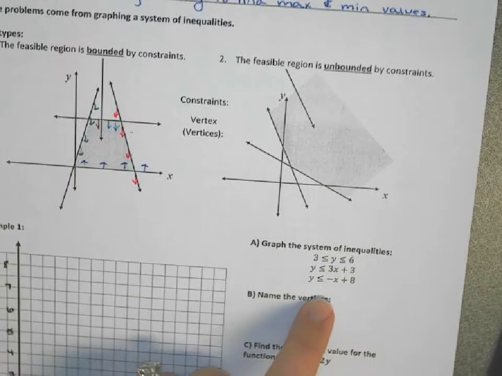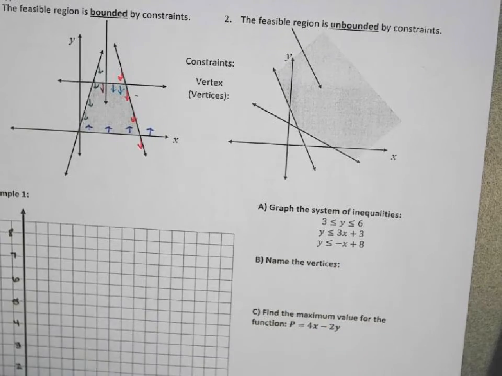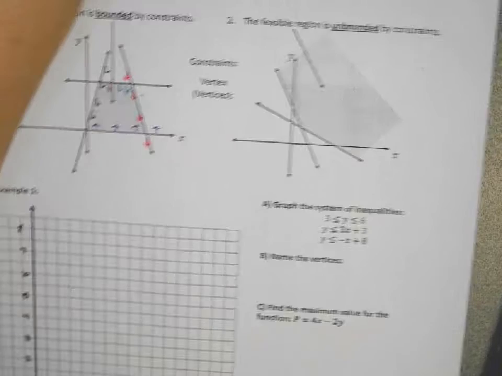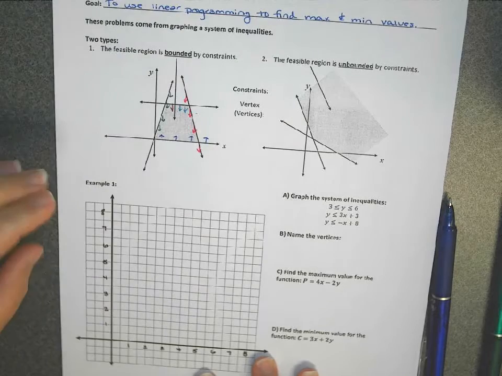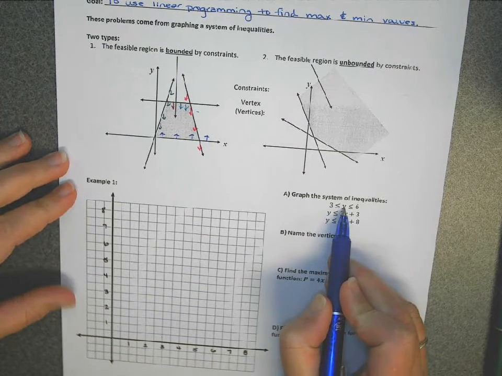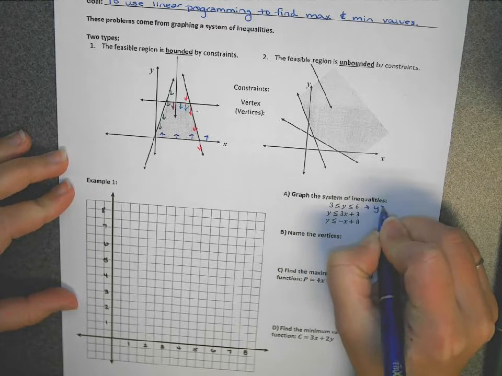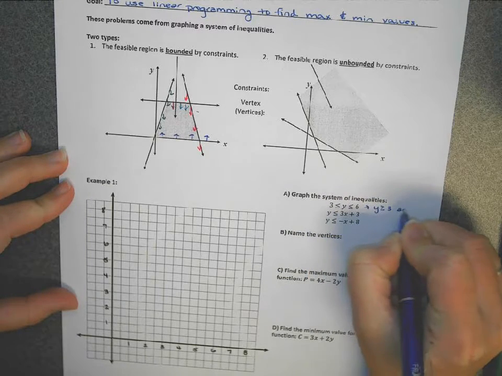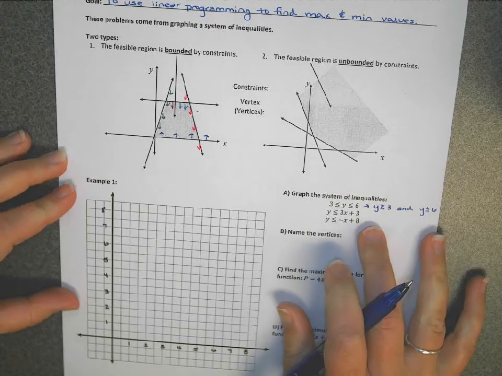And so what we're going to be dealing with is more than just 2 inequalities that we're going to have to graph for linear programming. And so this one we have technically 4. This is actually 2 of them. This is y is greater than or equal to 3 and y is less than or equal to 6. So there's 2 there.